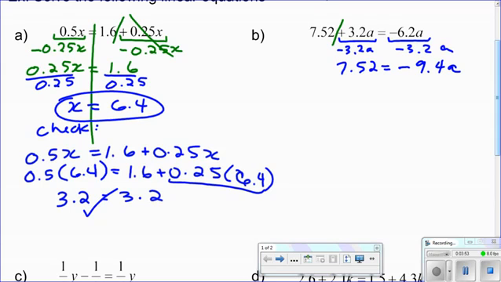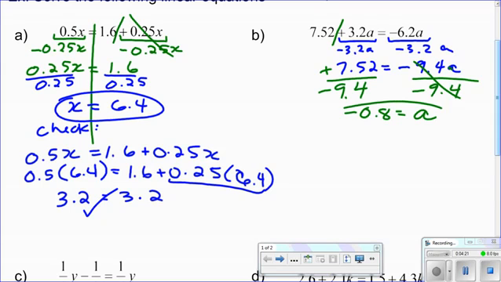Okay, so now looking at how the 9.4 is connected to the A. Well, negative 9.4 is being multiplied by A. So the opposite of multiply is divide. So we're going to divide both sides by negative 9.4. And we get a solution of negative 0.8. Right? Positive divided by a negative gives us a negative. Negative divided by negative cancels out to positive 1. So A is negative 0.8.